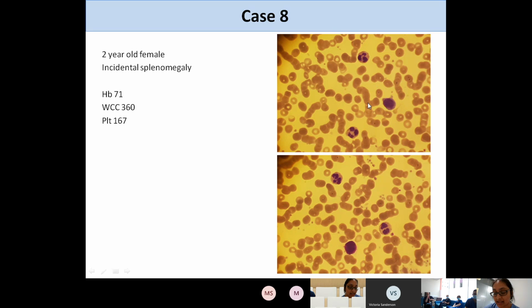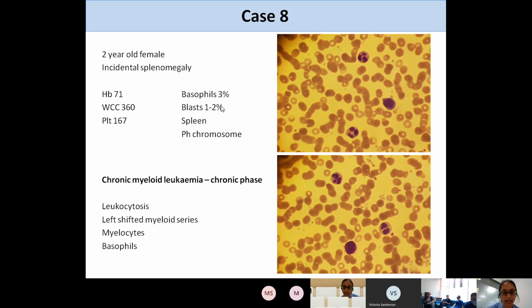This here is probably a myelocyte. Before you get to a neutrophil, the earlier stage is a myelocyte. And if the bone marrow is churning out myelocytes, then that's also abnormal. So she's got left shift. She's got basophilia. So when we did her diff, she had a basophil percent of 3%, a blast percent of 1 to 2%, and she had a big spleen clinically. And on her genetics, she was positive for the Philadelphia chromosome.